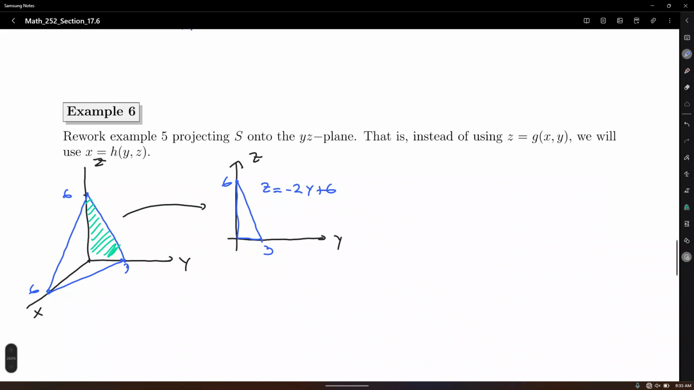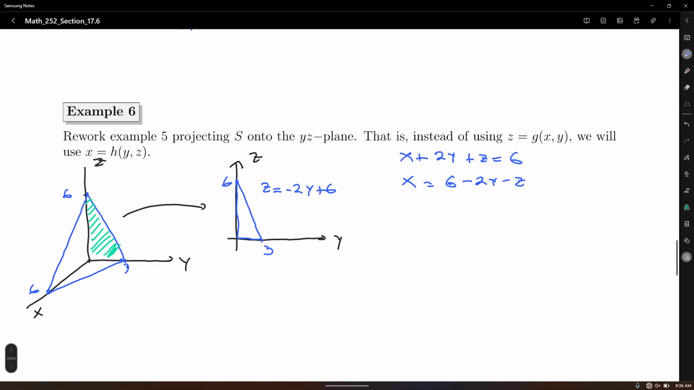Okay. All right, now, we're going to work with a function x of y and z. So let's write the equation of the plane, that is x plus 2y plus z equals 6. I'm going to solve for x to obtain an explicit function of y and z. That is x equals 6 minus 2y minus z.